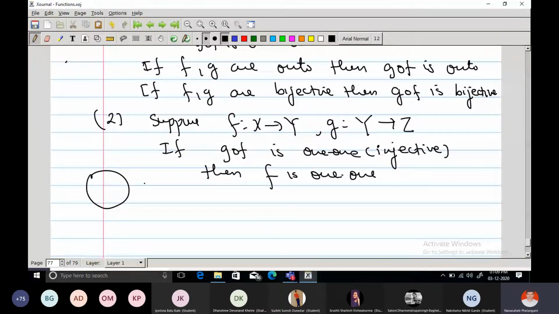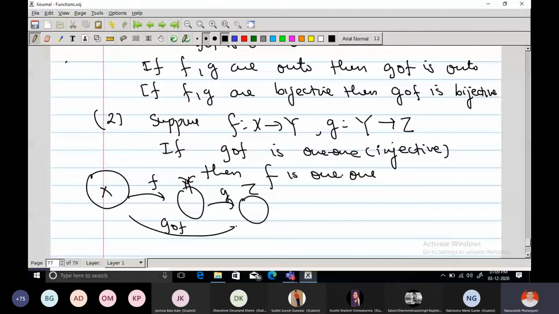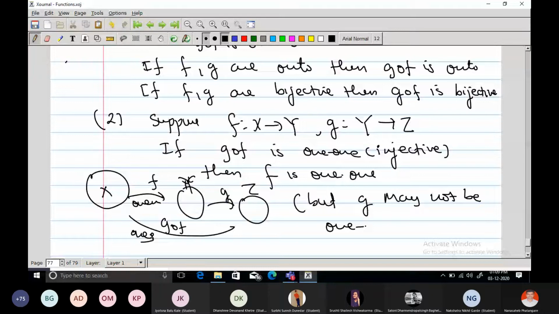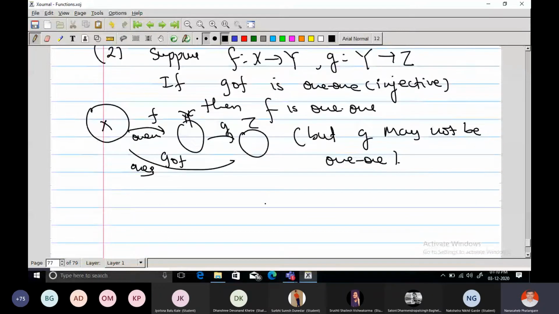So X, Y, and Z, and this is g, this is f, and then g composite f. So if the composition is 1-1, then f is 1-1. If this is 1-1, g may not be 1-1. g may be, may not be. Sometimes it is, sometimes not. But it is not necessary that g is 1-1. But certainly, if the composition is 1-1, then f is 1-1 or injective.